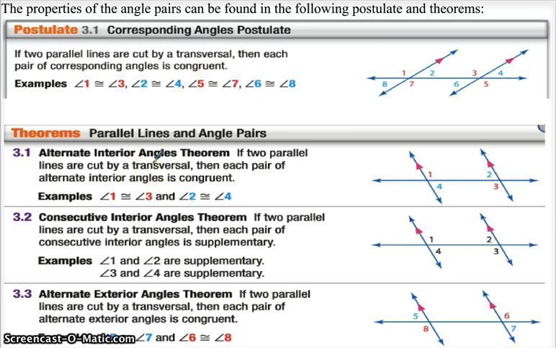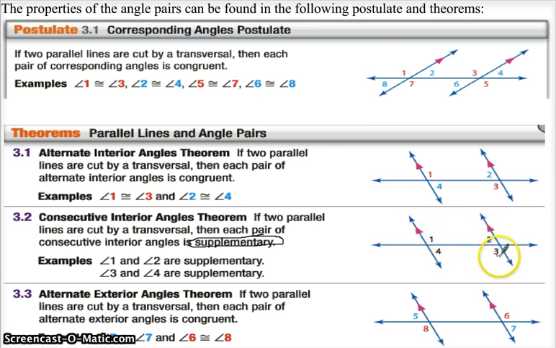It turns out that corresponding angles are congruent, so 1 and 3 would be congruent if the lines are parallel, just like 2 and 4, or 6 and 8, or 7 and 5. Alternate interior angles, like 1 and 3, also congruent. Alternate exterior, like 6 and 8, also congruent. The thing that's weird here, that one of these things not like the others, is consecutive interior. Those are supplementary.